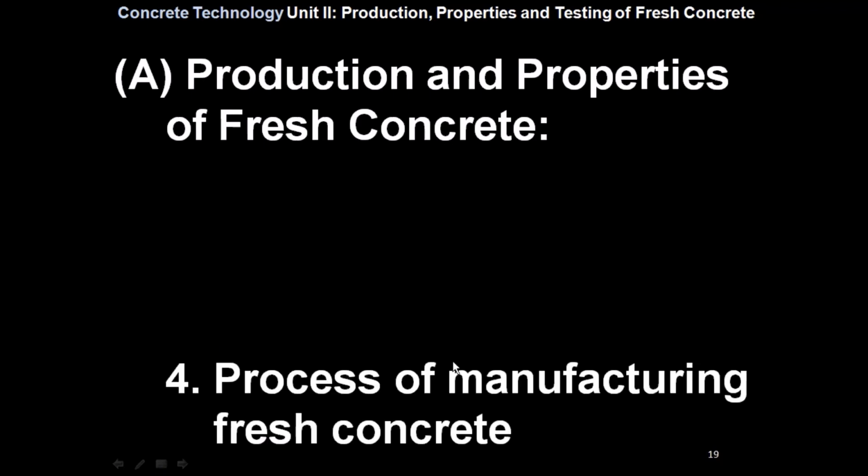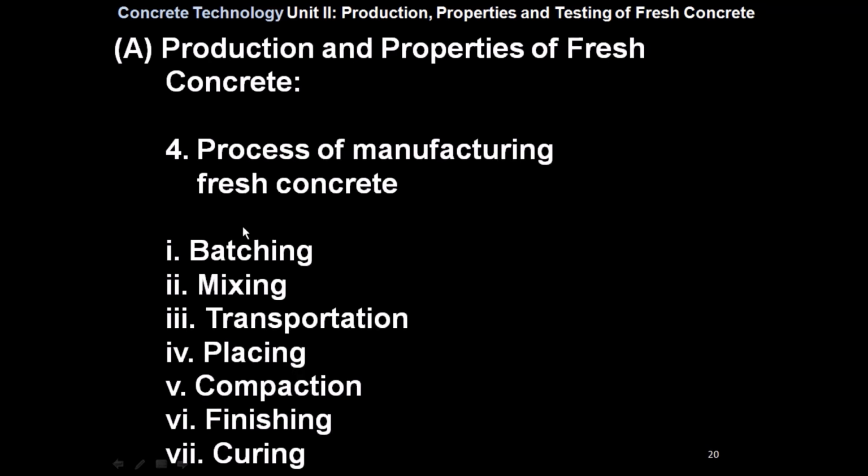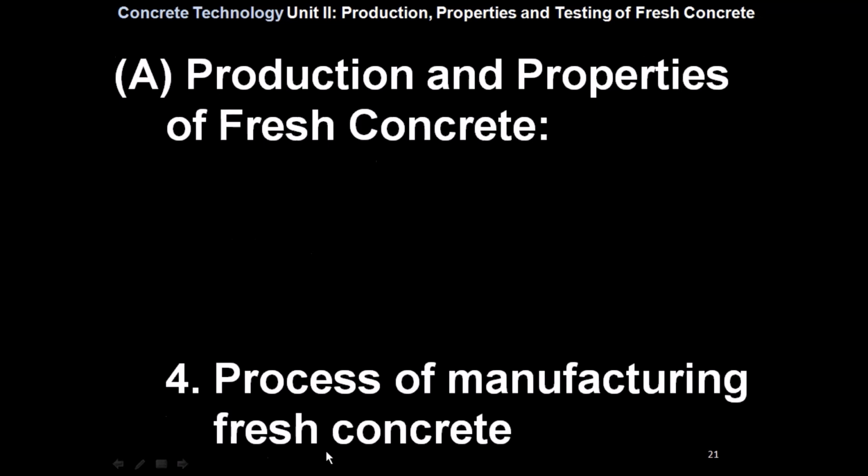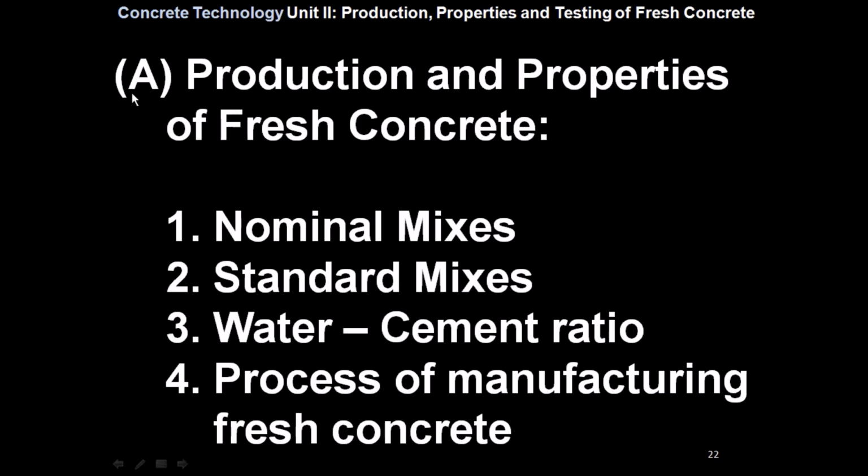Now we will see the process of manufacturing the fresh concrete. So here the processes are given. Here the 7 steps are there. First is the batching, then mixing, transportation, placing, compaction, finishing and curing. These are the processes of manufacturing the fresh concrete. So here we have seen in part A, production and properties of fresh concrete. First, the nominal mix. Second, standard mix. Third, water cement ratio. And fourth, process of manufacturing the fresh concrete.